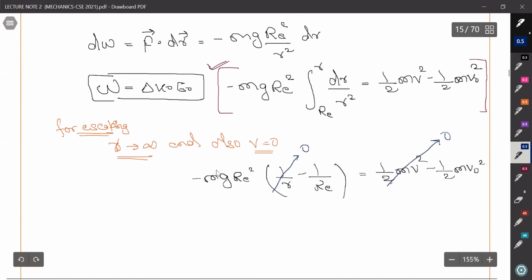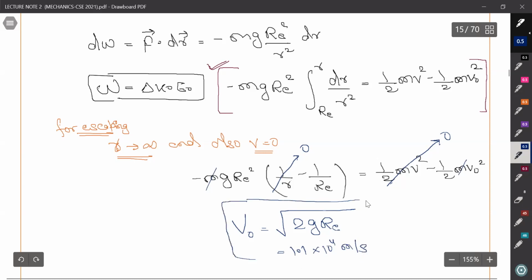So also you can cut m here, right? Too. So when you write v naught, that will become 2g re, and that is equal to 1.1 into 10 to the power 4 meters per second, right? And this is our escape velocity.